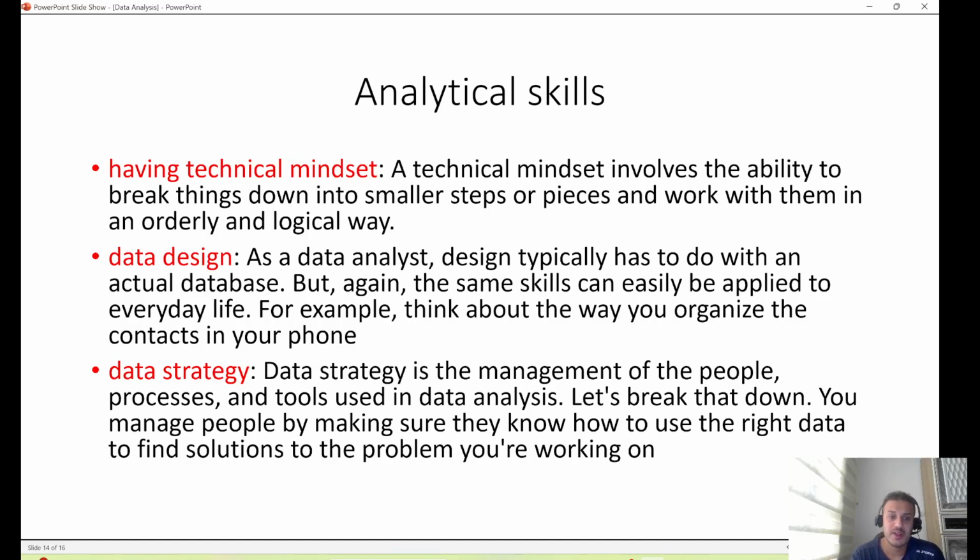Data design is the same as when you organize your contacts on your phone. You design your problem and how you're going to solve it step by step. And data strategy is how you manage people and the professional tools that you need to use.